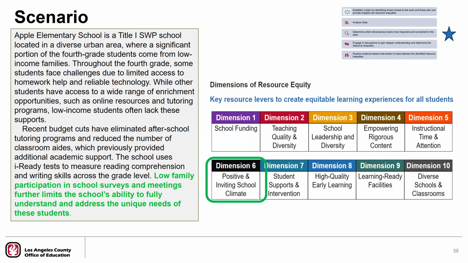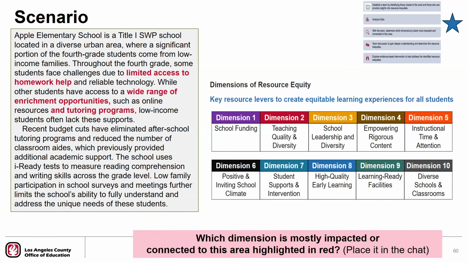Notice that family engagement is not a specific category, but it is part of dimension 6, which is positive and inviting school climate. A key question to further discuss may be, does each student attend a school that actively and meaningfully engages families? Okay, and the next one. Which dimension is mostly impacted or connected to this area highlighted in red? Place your answer in the chat.